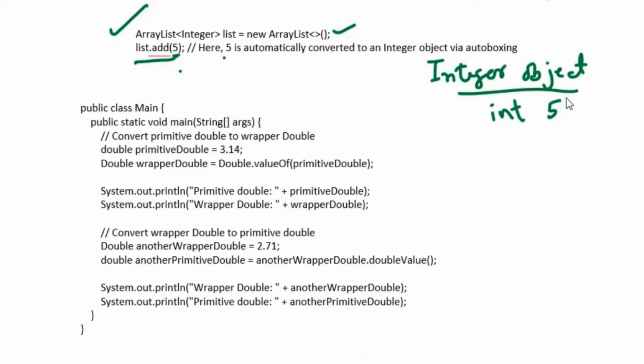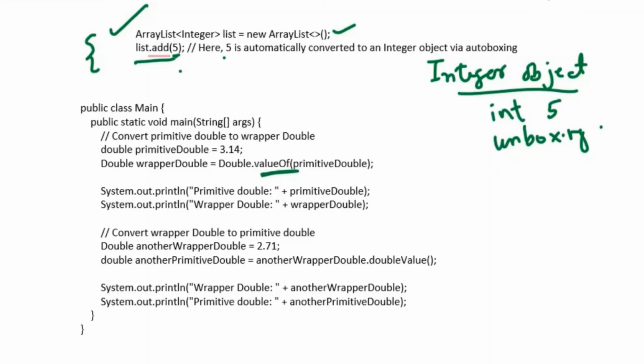Similarly, when retrieving values from collections, Java automatically converts the wrapper object back to primitive types, that is also known as unboxing. Now, in simple words, this is the classical example of ArrayList, you can say. It is a classical example of autoboxing. And now I will tell you another example, the valueOf method.